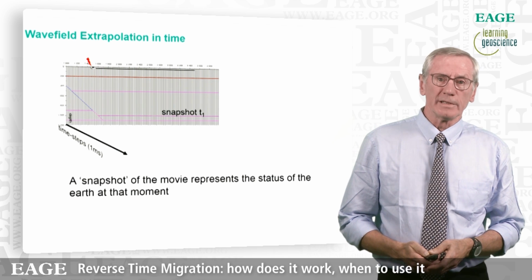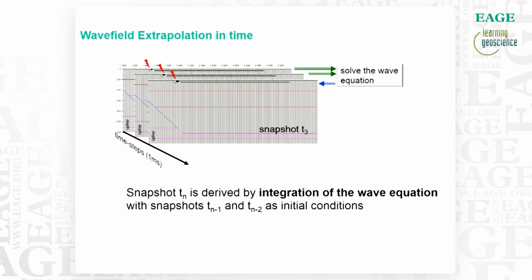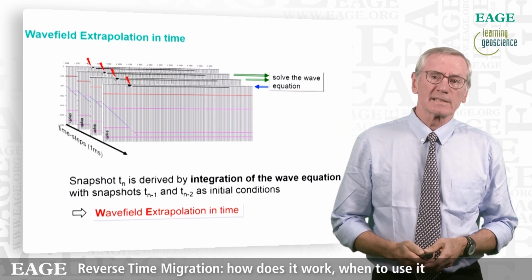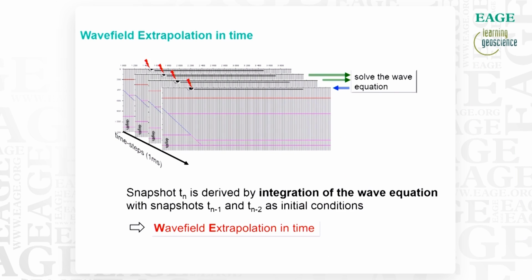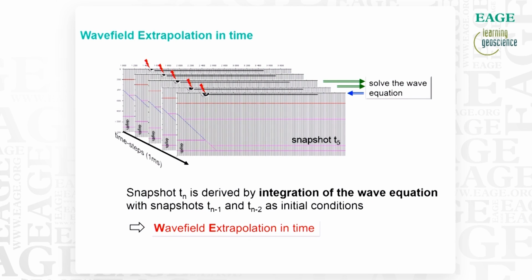Let's compute now the wavefield movie itself, starting with the first snapshot. By the way, a snapshot at the time t of the movie represents the pressure field in the subsurface at that specific time. Snapshot n is computed recursively from previous snapshots by numerically solving the acoustic wave equation at each step. We call wavefield extrapolation in time, or WE, this computation snapshot by snapshot of the movie. This technique used in RTM honors the physical law of propagation, and this explains why RTM is accurate and robust in complex models. And the recursion goes on as long as necessary.